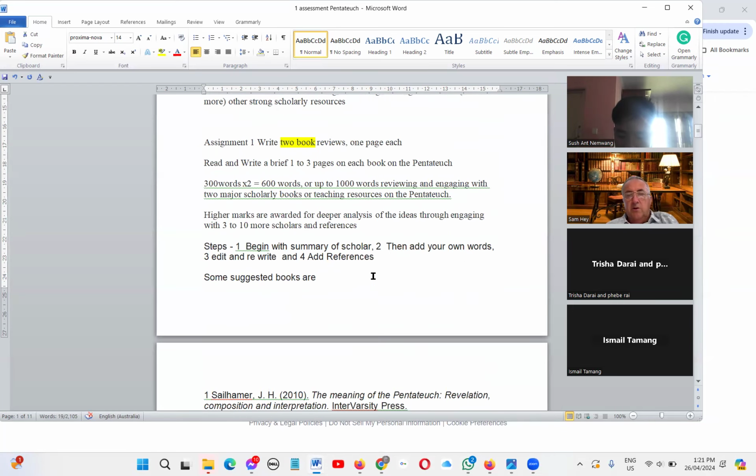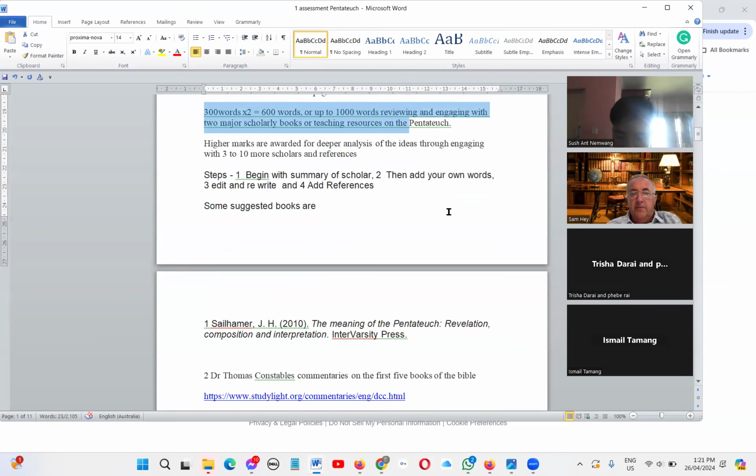Your first assignment to work on is to choose 2 books to write a 1-page review on each. So you need to read some of the books. You don't need to read all of the books. You could read 3 or 4 or 5 pages or more, and then you need to write 1 page about the books that you're reading on the Pentateuch.